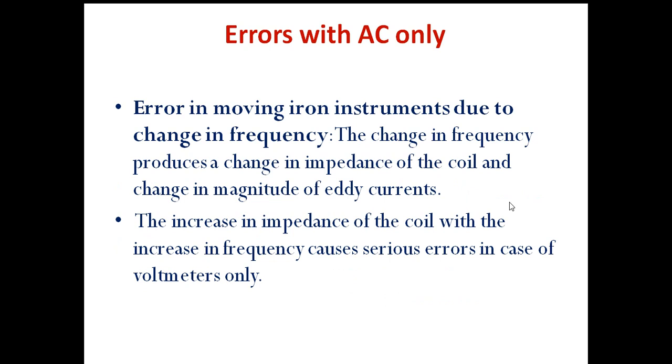And whenever it is operating with AC, there will be errors due to change in frequency. The change in frequency produces change in impedance of the coil, which changes the magnitude of eddy currents. The increase in impedance of the coil with the increase of frequency causes serious errors in the case of voltmeters.